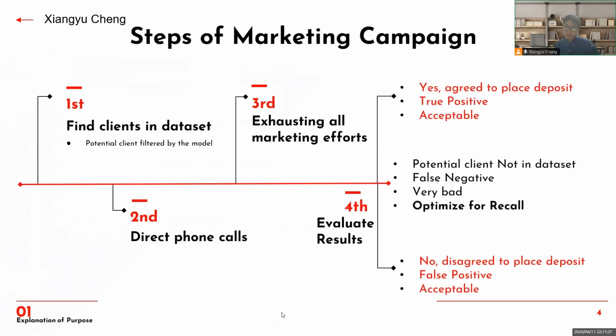We all believe that we should identify the process of bank marketing campaigns first, and we also find that after using marketing methods, we may have three different results. But the red results are acceptable, because we do not lose any potential clients in these two situations. But the black result, the false negative result, is very bad because our potential clients are not in our data set.